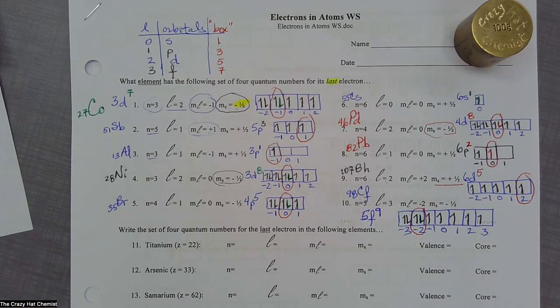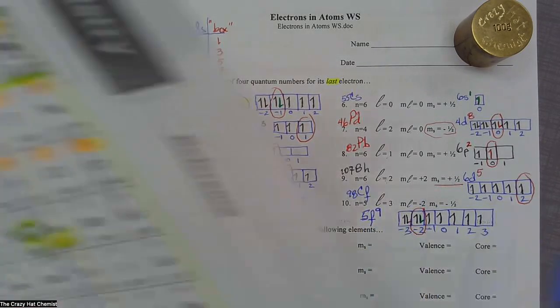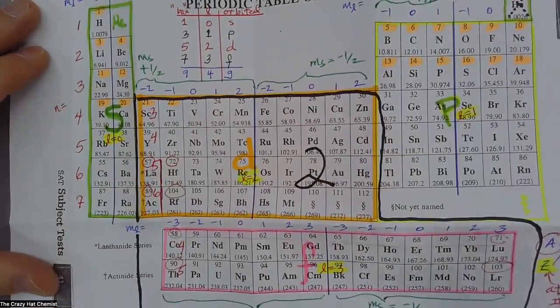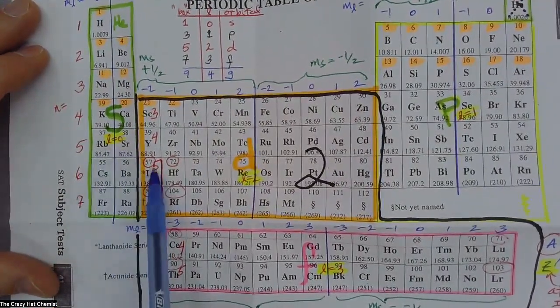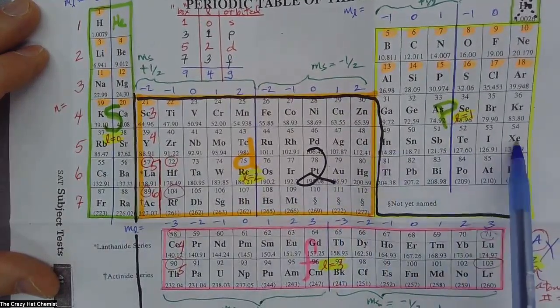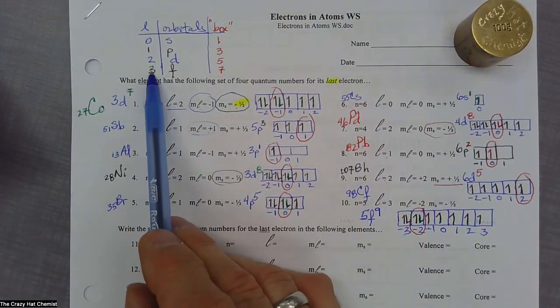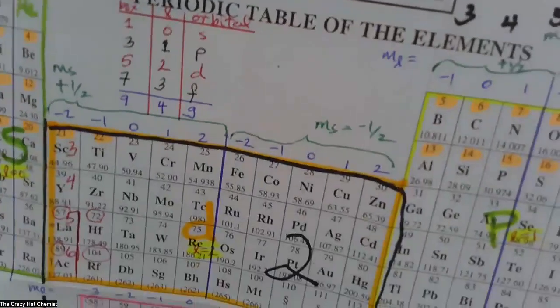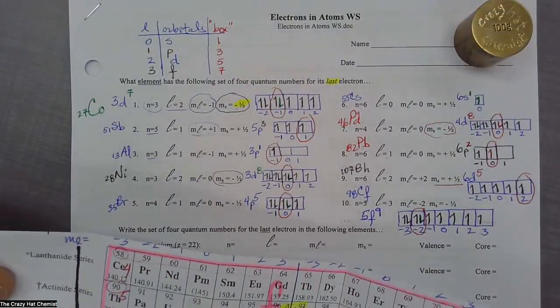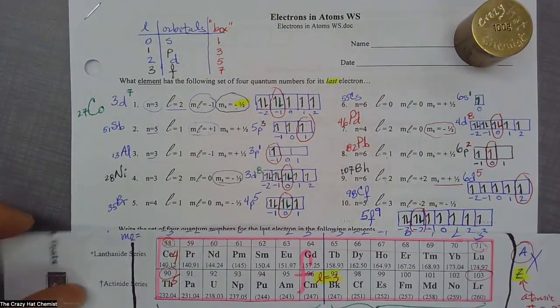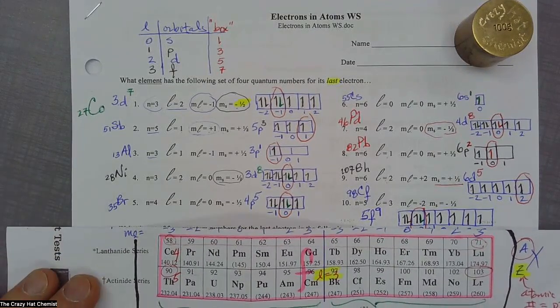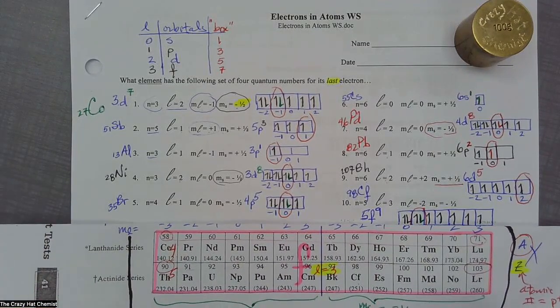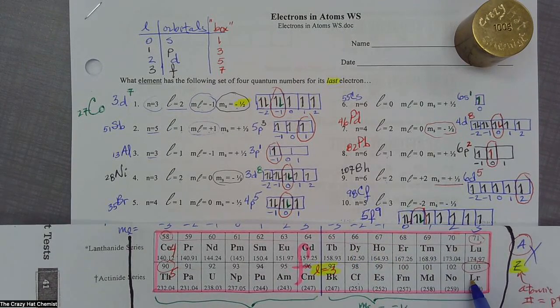Okay, so let's see if we can do this using our periodic table. So it's an N of 5. N of 5 means that it could be one of these 2, one of these 10, one of these 6, one of these 14. When it's an L of 3, it's an F type. So I'm going to fold everything else out except for the S. So I have the Fs now here before me, and I have the 5Fs. So it's one of these 14.